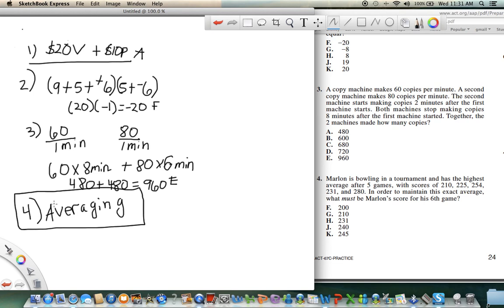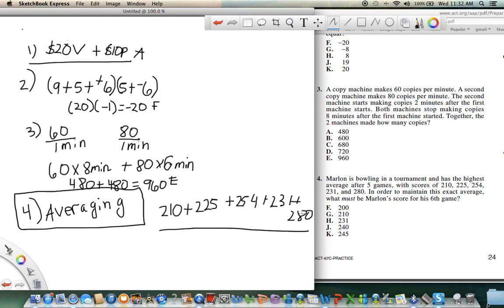Marlon is bowling in a tournament, and these are his first 5 scores. In order to maintain this exact average, what must be the score in his 6th game? So the way that I handle this is, just like all averaging works, you take the sum of all the scores, 225 plus 254 plus 231 plus 280. Okay, I know we're running out of space here, sorry about that. And then you divide by the number of games, right?